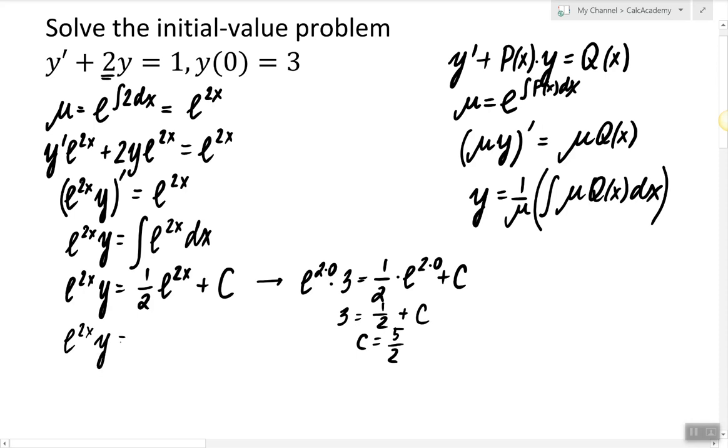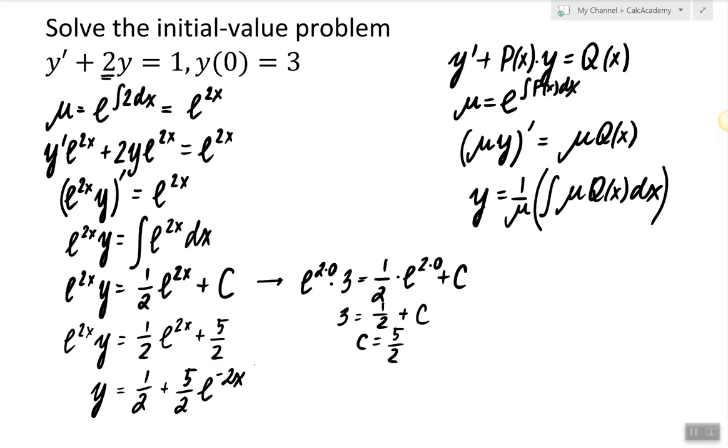So our solution in implicit form is equal to this expression or equation, and dividing both sides by e to the 2x gives us the function in explicit form. So this is how we solve a given initial value problem using the integrating factor approach.